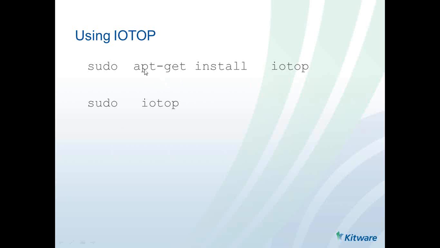So you install it with the standard command apt-get install, and then when you run it, you have to use the sudo command, because it needs access to some of the system files in order to track the usage of the bus.